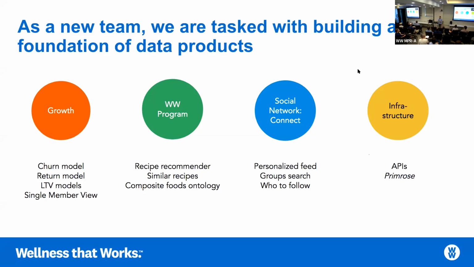And what we're mostly going to talk about today is on the infrastructure side. We build APIs, so we're the full stack data science team. And we built infrastructure to help us get those APIs out quicker, which we're calling Primrose, and that's what we're going to talk about today.